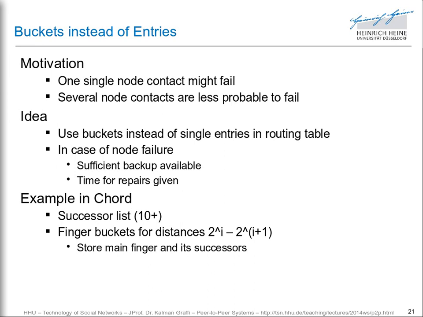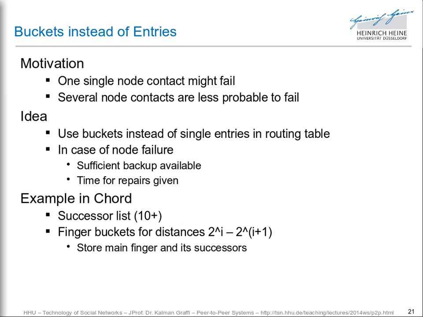Okay, the next improvement, yes, are buckets instead of entries. So the motivation is that if we just use entries in our routing tables, for example, one single node might fail. And if we have several nodes, they are less probable to fail. So we can choose from a bucket. This is called a bucket.